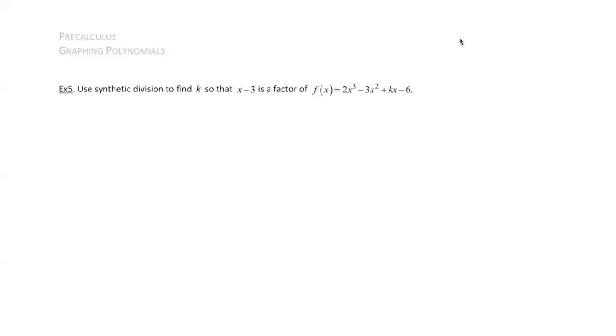All right. So the next example of synthetic division, we have this thing called K, which is an unknown number right here, which we have to find out. The quest is that we need to find out what the K is using synthetic division, given that x minus 3 is a factor.